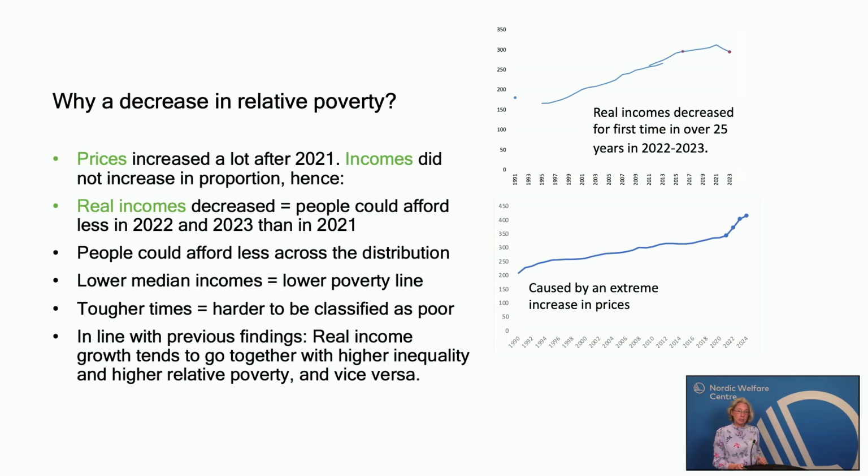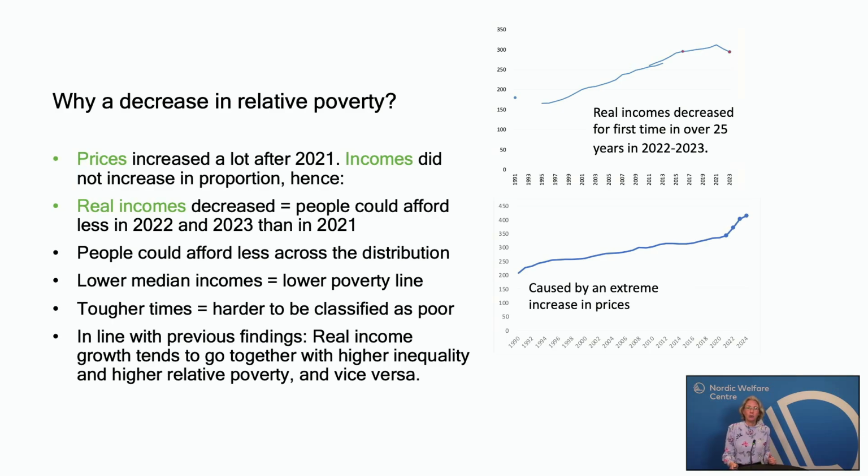What you see in these two graphs, the first one shows the development of real incomes, and you see for the first time in like 25 years, Sweden had a decrease in real income, so people could afford less. So basically, in 2023, we're back at the level of 2016 in the level of living. This is the first time this is happening, which is really interesting. And of course, it's really bad, but it's also interesting. And this was caused not by decreasing nominal incomes, but by an extreme increase in prices. As most of you remember, the increase in prices was huge in 2022 and also to some extent in 2023.